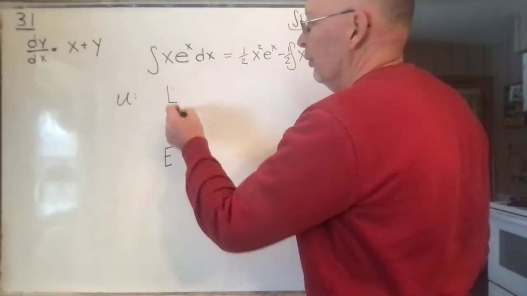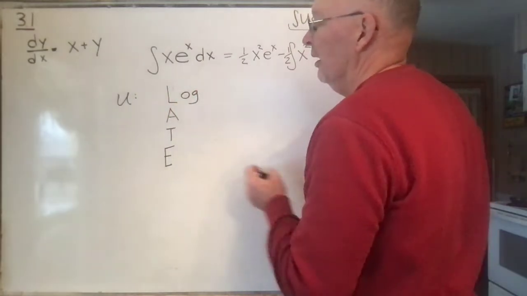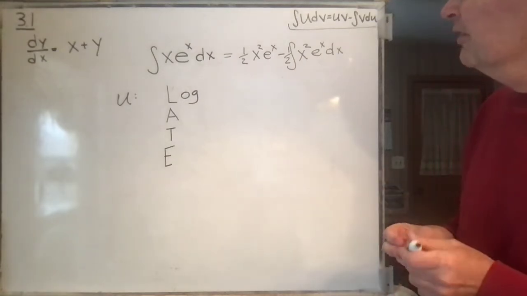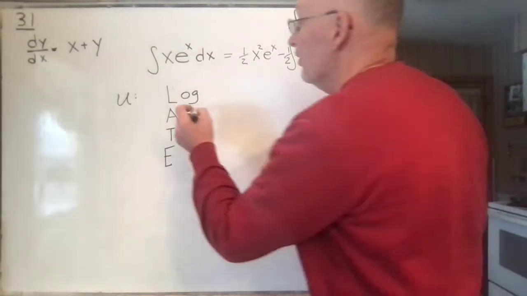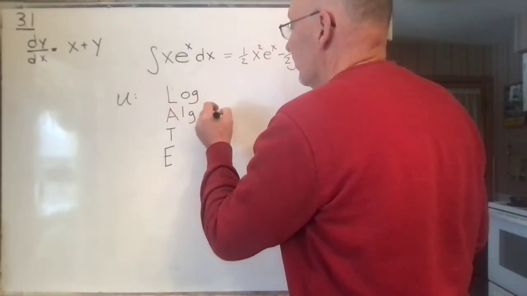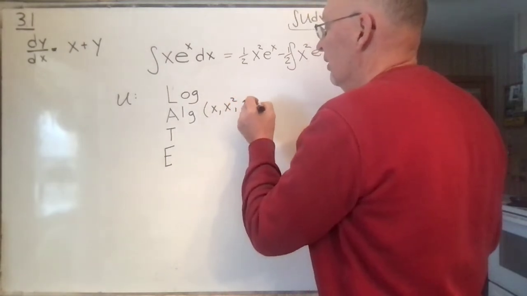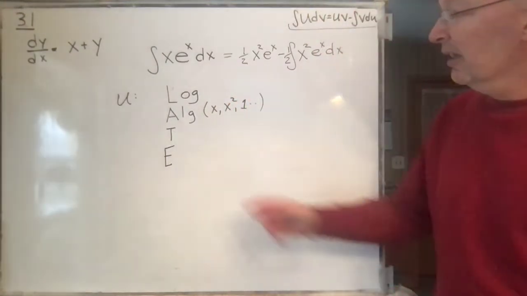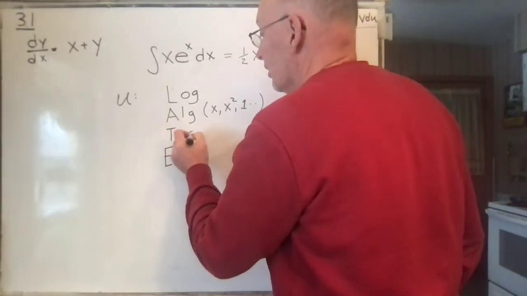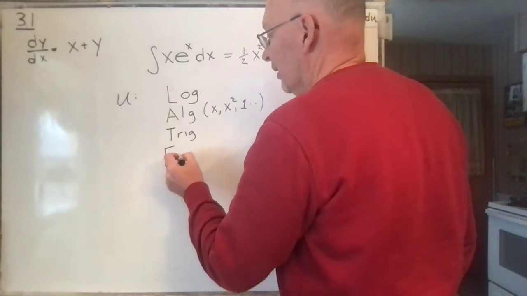So what do these stand for? This stands for logarithmic function. So the first one is logarithmic. The second one is algebraic, which is powers of x, basically. Things like x, x squared, even a 1, things like that are algebraic. Can you guess what the other two are? Next one is trigonometric, sines and cosines, things like that. And what's the last one? Exponential.